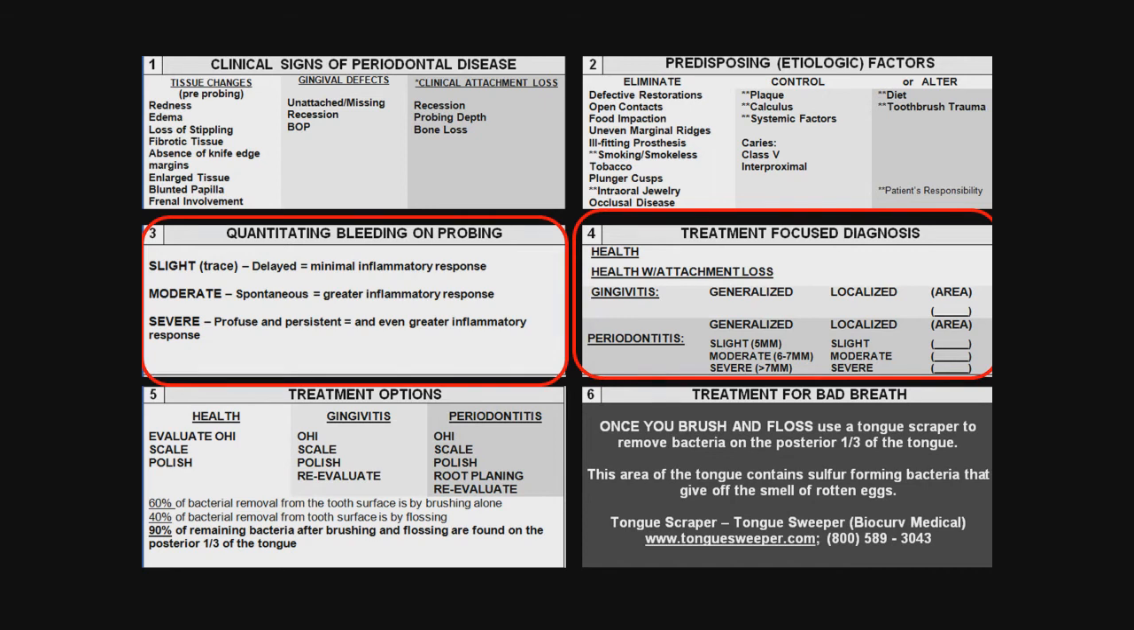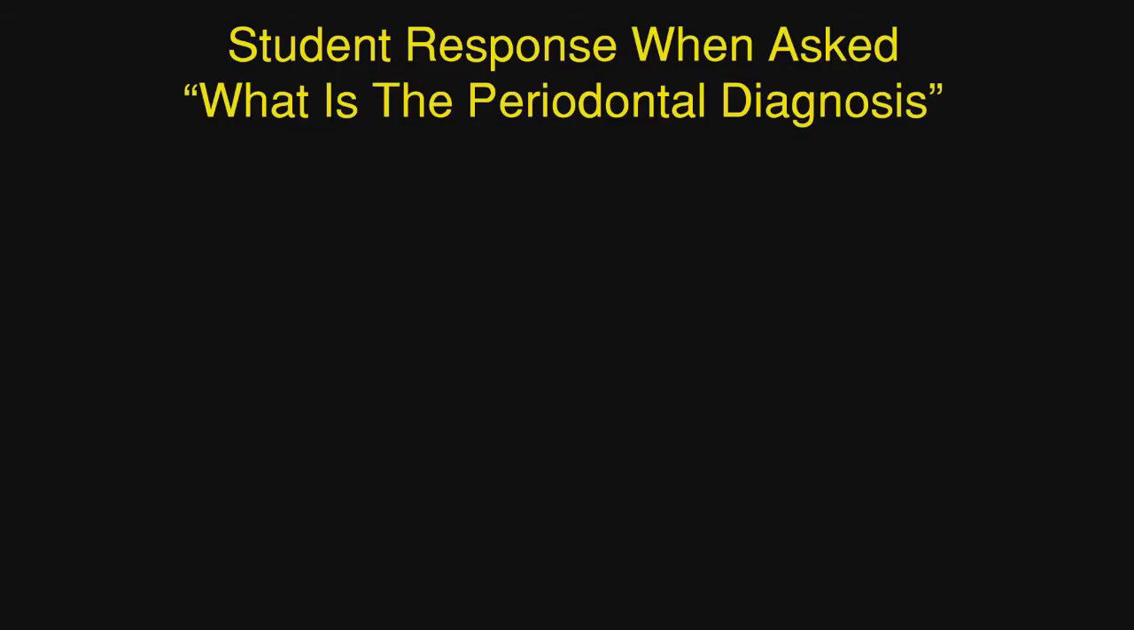The importance of cleaning the tongue: you should be aware that after you do a good job of brushing and flossing, 90% of the bacteria left in the mouth are on the posterior third of the tongue. This cannot be brushed without gagging, and if this material is not removed back there, not only do you have excessive numbers of bacteria left, but you also have sulfur-forming bacteria which contribute to bad breath.